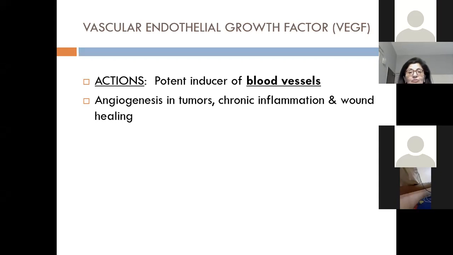Vascular endothelial growth factor, VEGF, as the name indicates, is a potent inducer of blood vessels. It will proliferate and make the new blood vessels. So angiogenesis in tumors, angiogenesis is new blood vessel formation. Angiogenesis in tumors, chronic inflammation, and wound healing is mainly done by vascular endothelial growth factor. It's going to proliferate the blood vessels, which is a part of the repair process. We're going to talk about that in a little while.